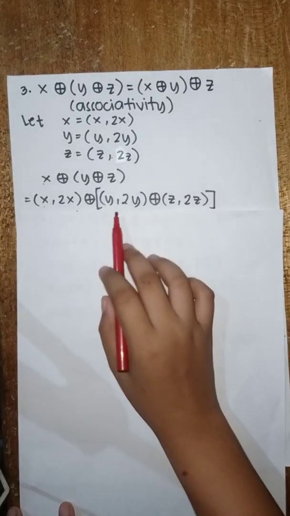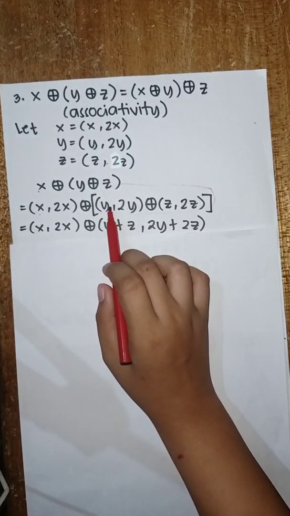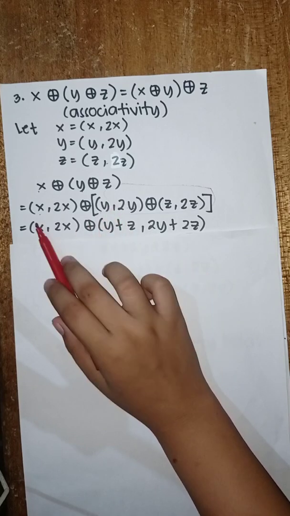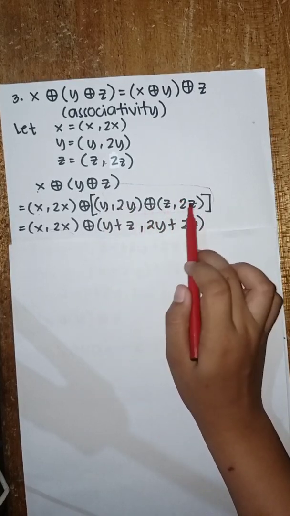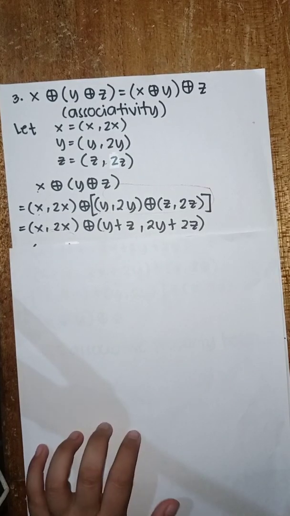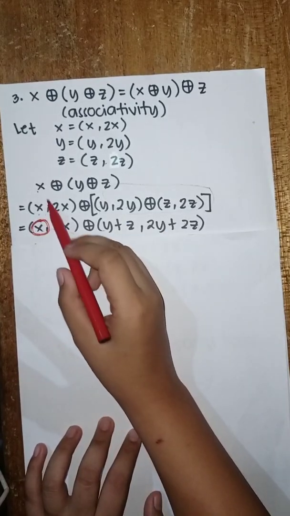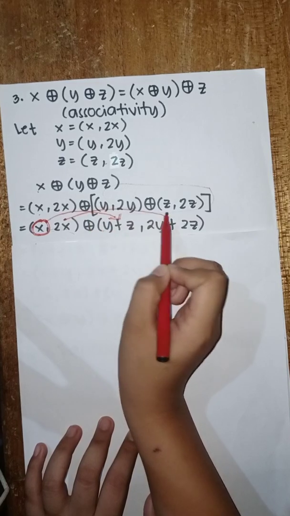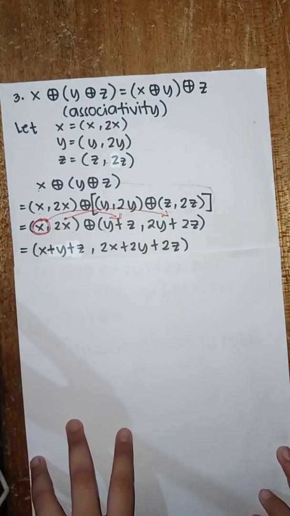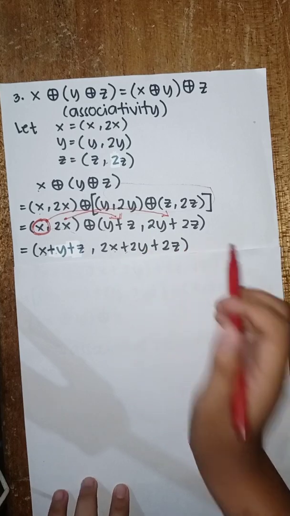So, in this, we are going to simplify first the terms inside this bracket. Again, we're going to add the first coordinates for each ordered pair. We still copy the value of x plus y plus z, and then the second coordinate is 2y plus 2z. After that, we're going to distribute the first coordinate for the x to the first coordinate here, and then the second coordinate to the second coordinate as well. And we can get the answer as x plus y plus z and 2x plus 2y plus 2z.